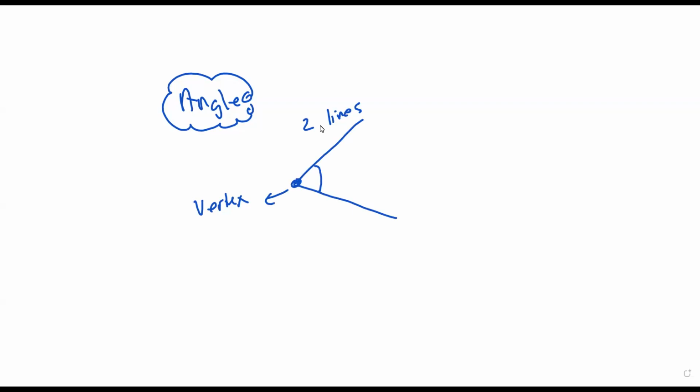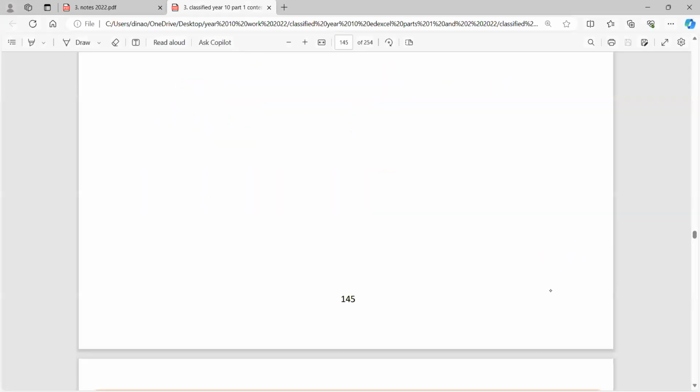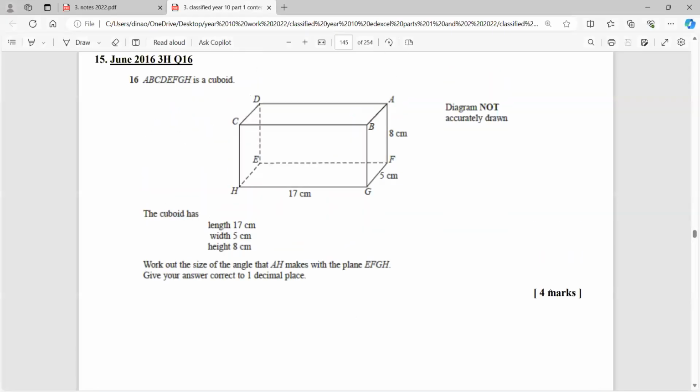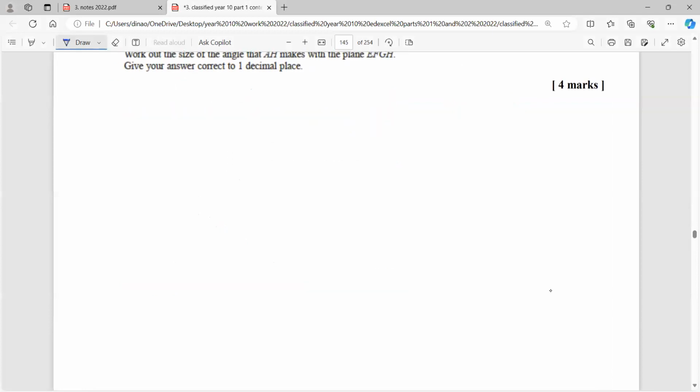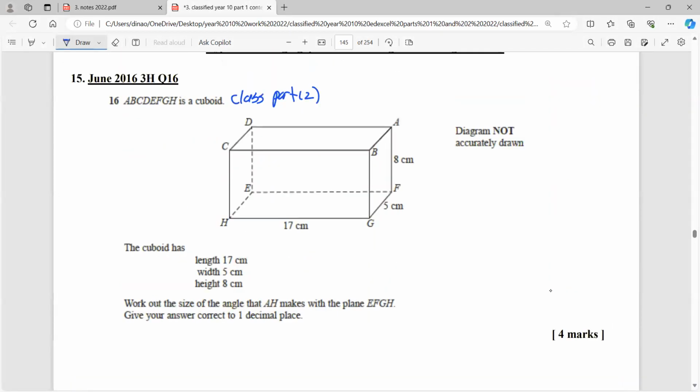I'm going to refer to my classified part 2. This page over here, page number 145. Again, this is classified part 2, page 145. Now, as you can see in this question over here, we have a 3D shape. That's why this video is called 3D trigonometry.